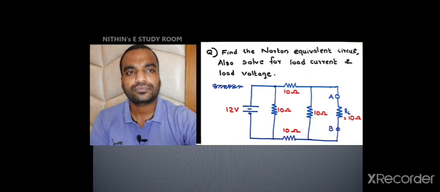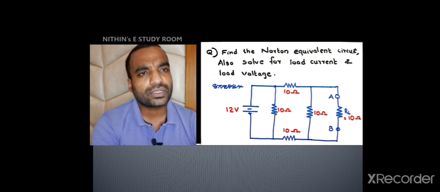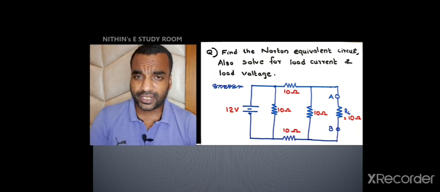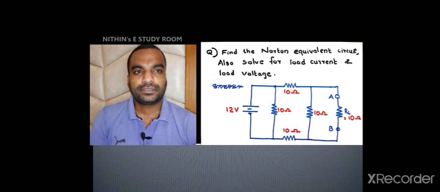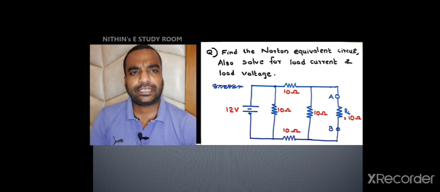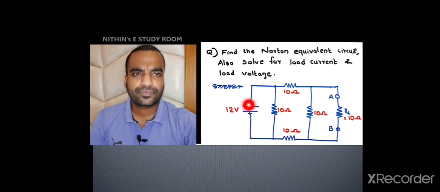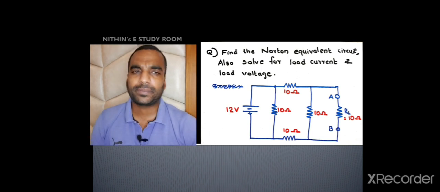Okay, so this is the first question. Find the Norton equivalent circuit and also solve load current and load voltage. Solve for load current and load voltage. So in this problem, you can see here we are having a 12 volts voltage source and a 4 ohm resistance, and this resistance is specifically marked as RL. So the load resistor is directly given in the problem itself.